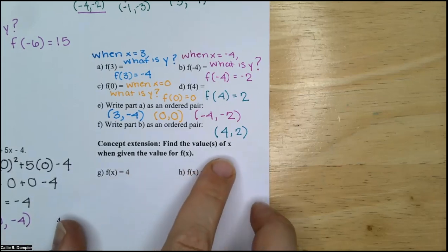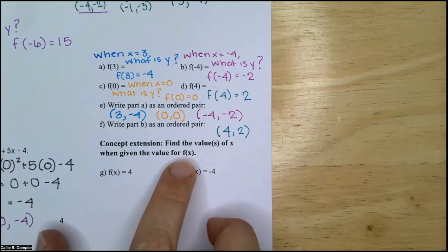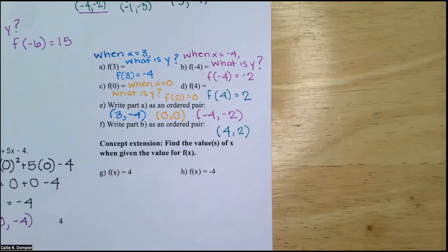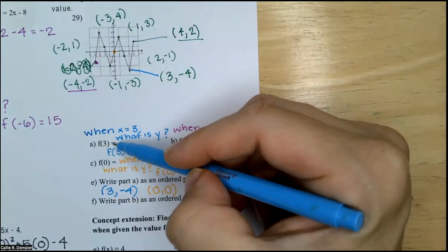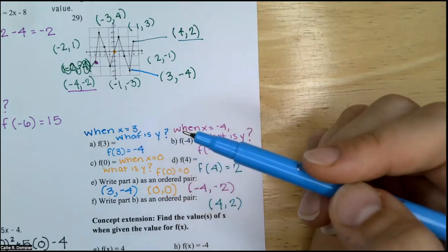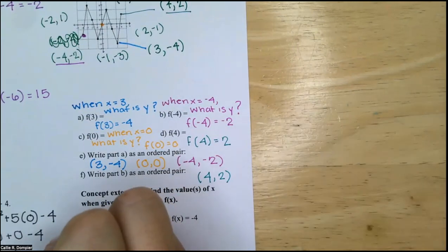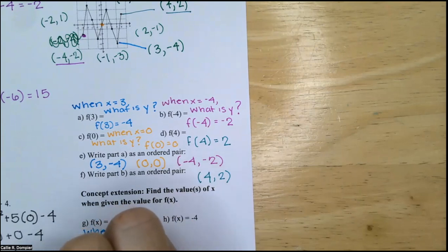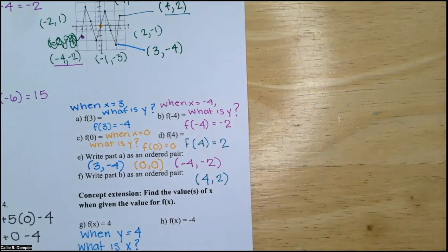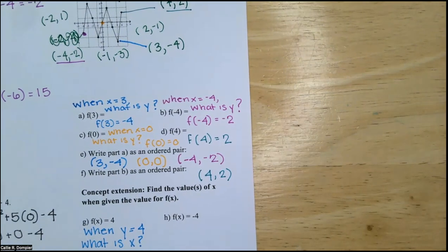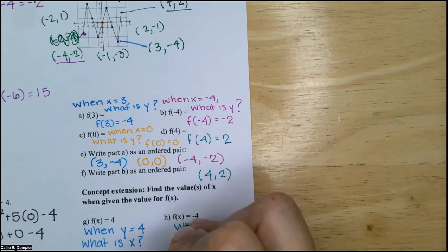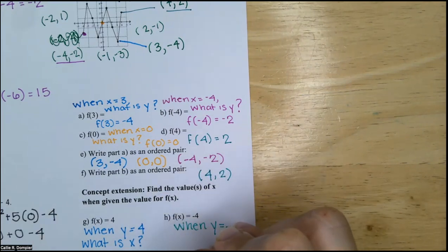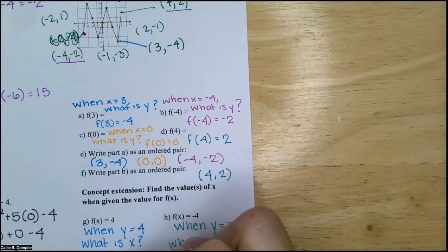So now, what are the values of x if you're only given f of x? f of x equals 4, opposite question. So if we say f of 3 equals, it's when x is 3, what is y? f of x equals 4 when, think about it, pause the video, when y equals 4, what is x? Okay, and we're still looking at the same graph. And here it is, when y equals -4, what is x?